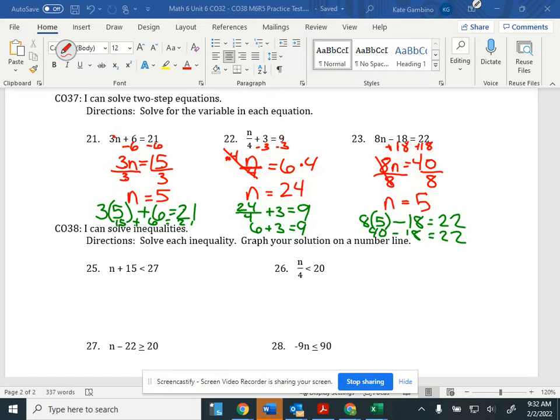Okay. It's a great question. So when you see that minus 18 and you do the plus 18, they're just canceling each other out because you read it as a negative 18.